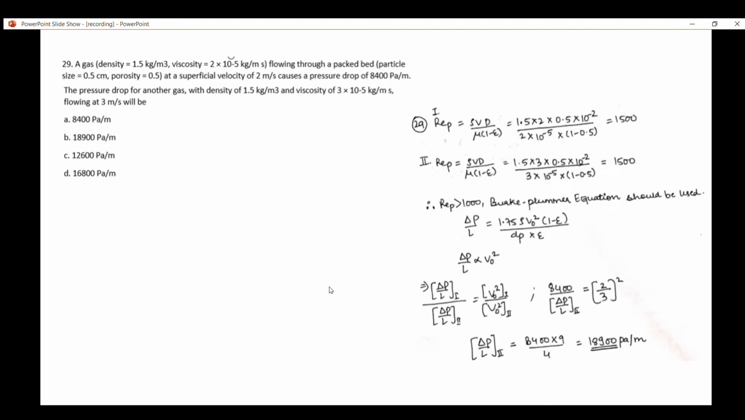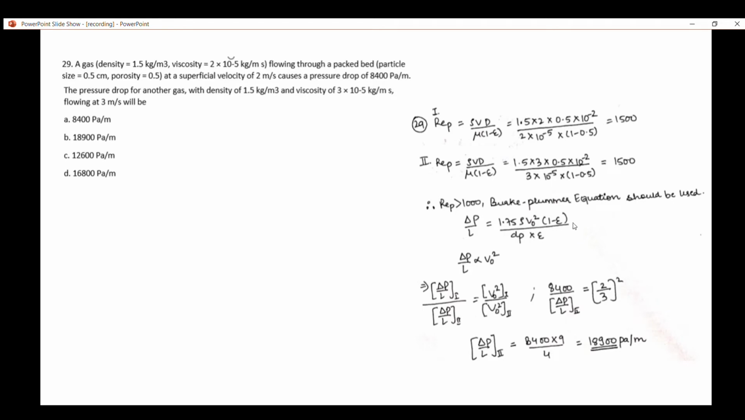29th, a gas having density and viscosity is flowing through a packed bed at a superficial velocity of 2 meter per second, and the pressure drop is also given. We have to find out the pressure drop of another gas with density and viscosity values, flowing at 3 meter per second. For this, first of all, we need to know the Reynolds number of the particle for both the gases. So the value is 1500 for both of them, and if the Reynolds number of the particle is greater than 1000, the Burke-Plummer equation should be used.